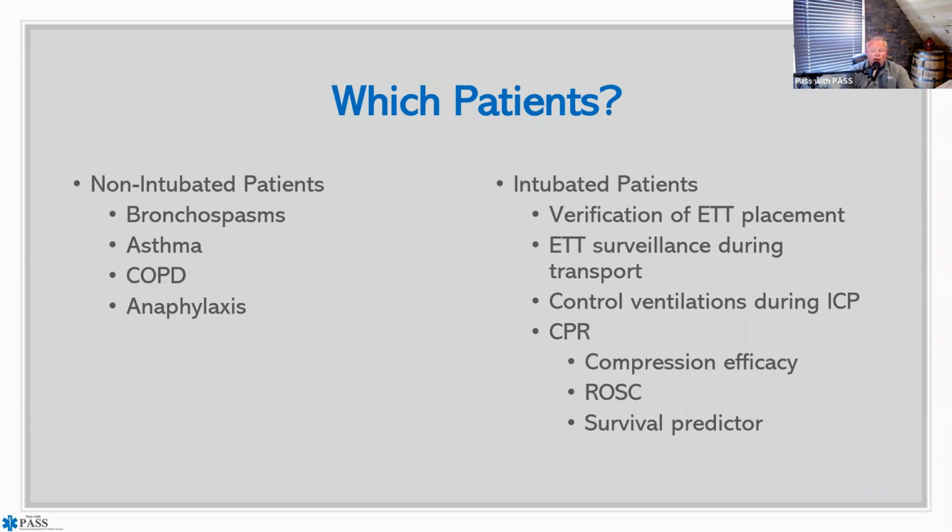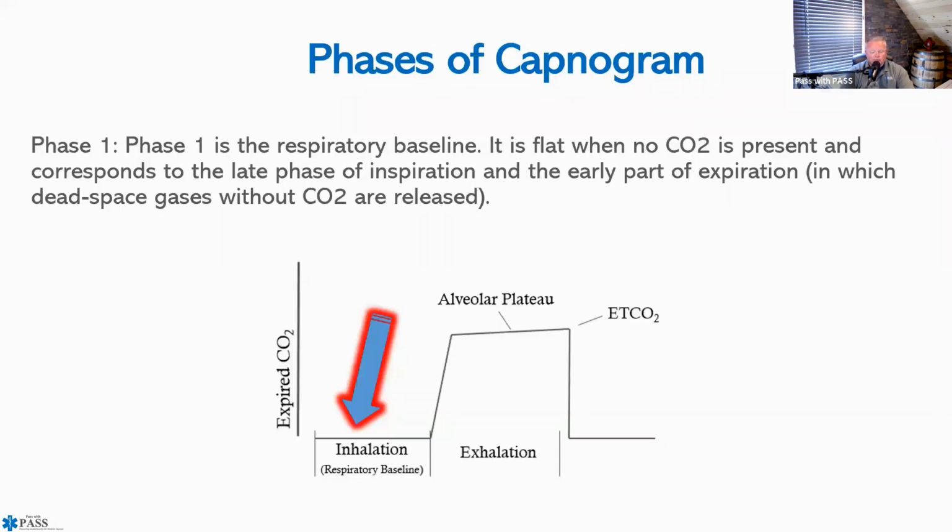With CPR, it can tell us about compression efficacy. Are we being effective? The return of spontaneous circulation, as we'll see here in just a moment, and then survival predictability. Is the patient going to maybe have a favorable outcome from the information that we're seeing in our end-tidal CO2? So the phases of the capnogram, it's broken into 4 different phases. Phase 1 is the respiratory baseline.